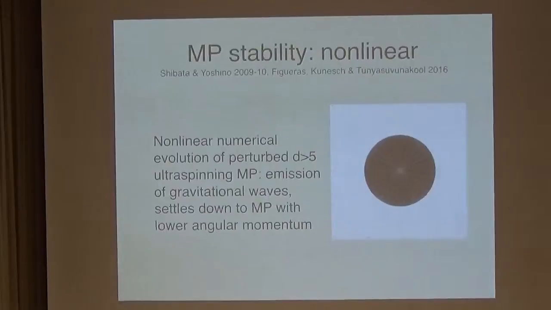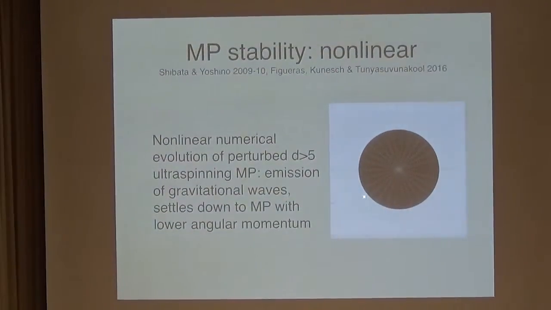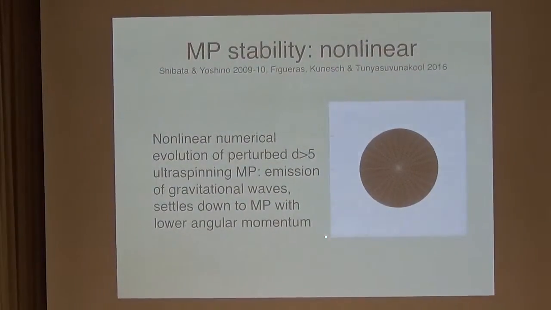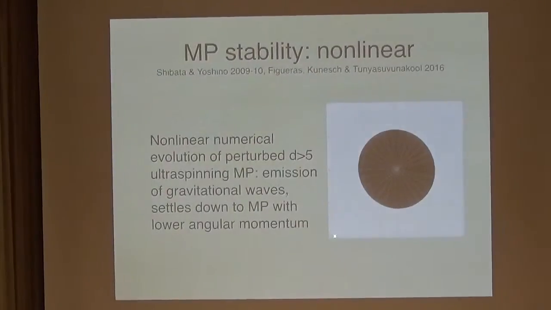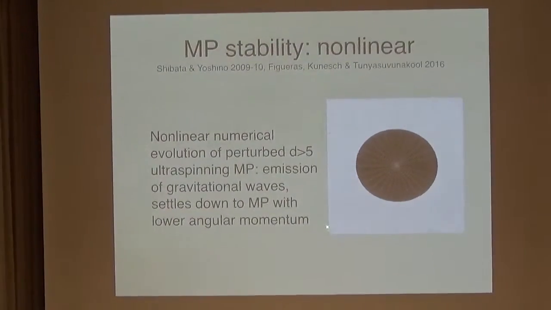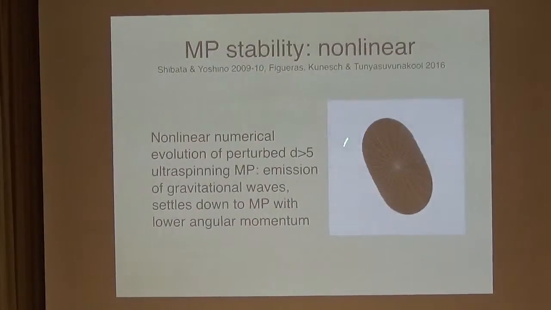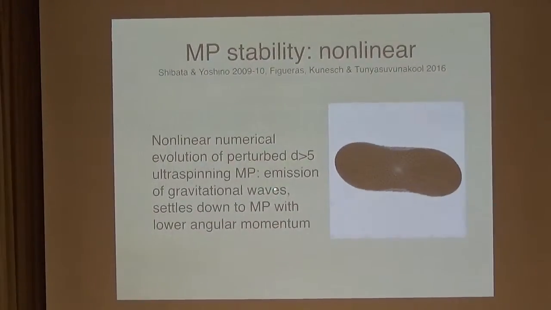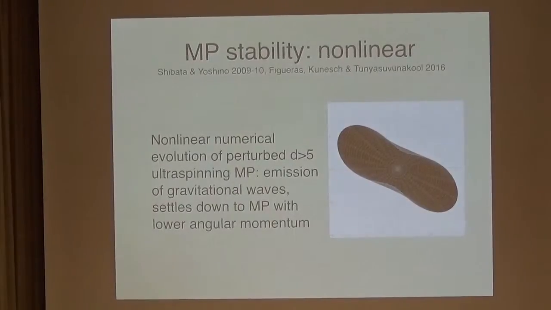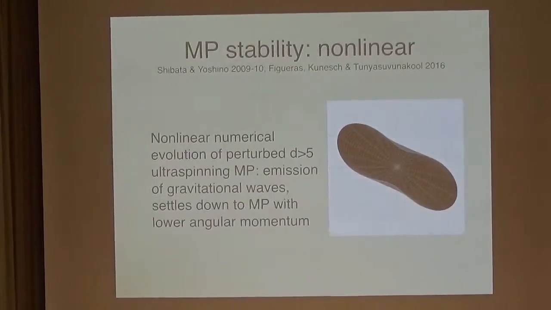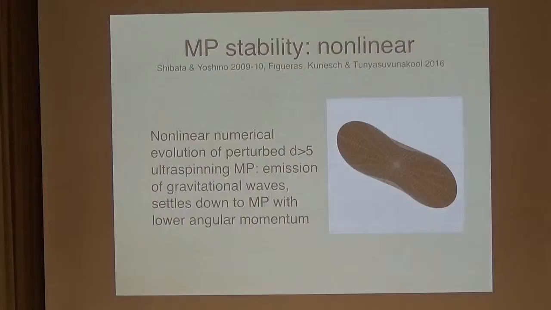So I'll show you that again. So again, that's just gauge, and then we see the instability slowly developing into this big bar, and at this stage gravitational waves are going to be strongly emitted, and then eventually it will settle down. Okay, so that's Myers-Perry.